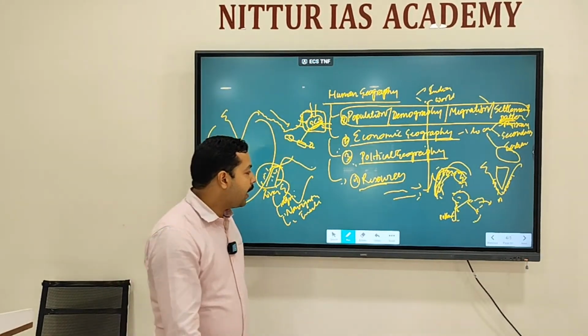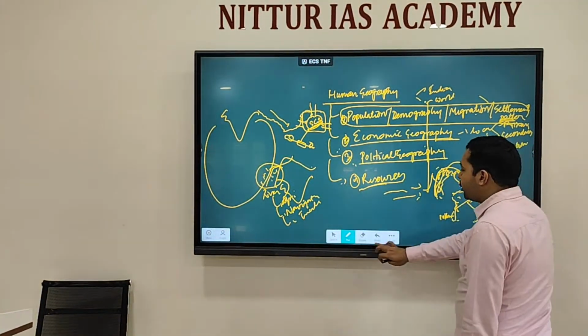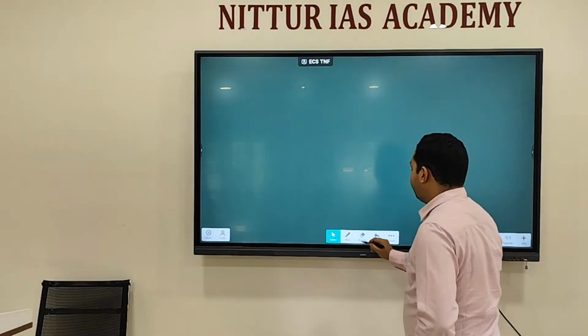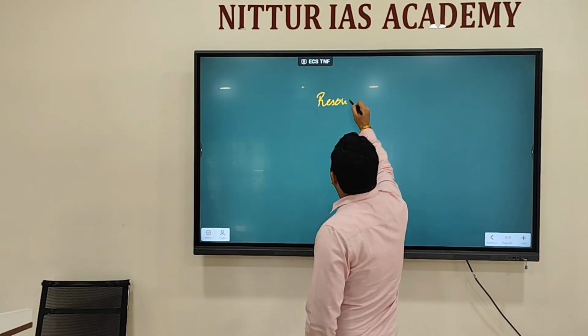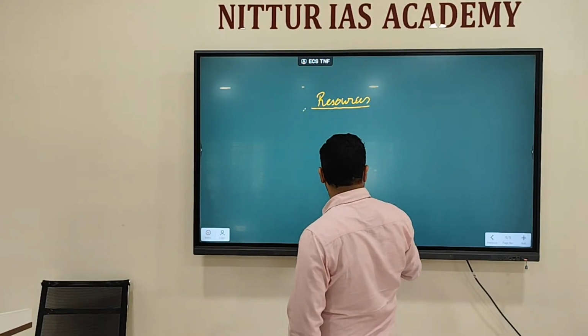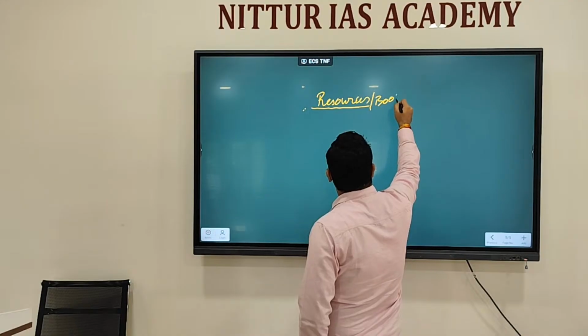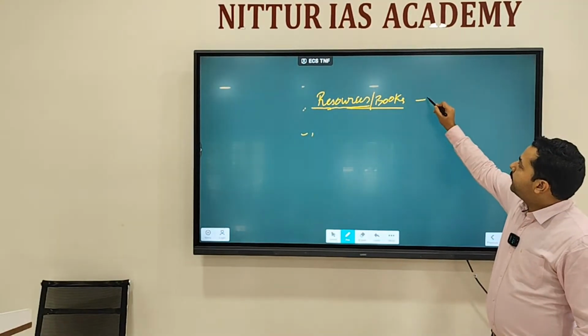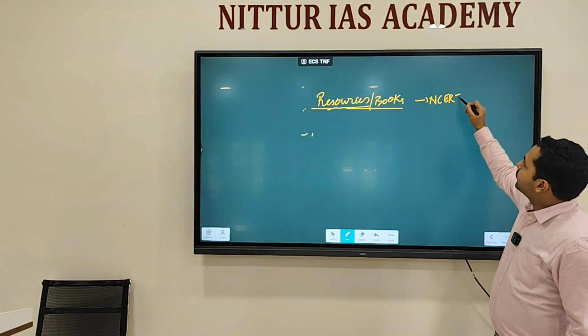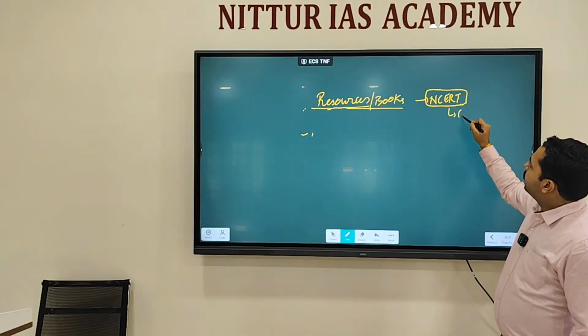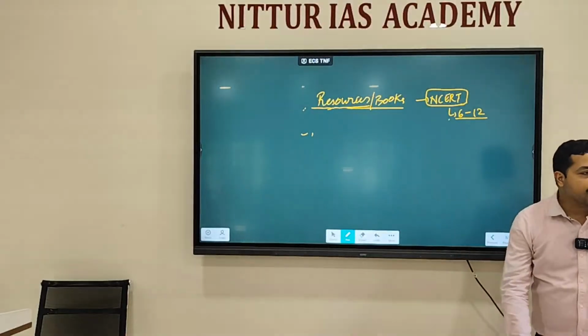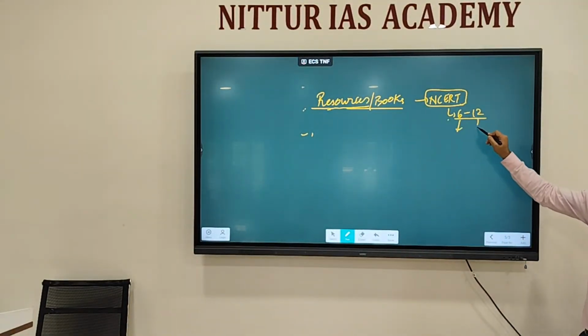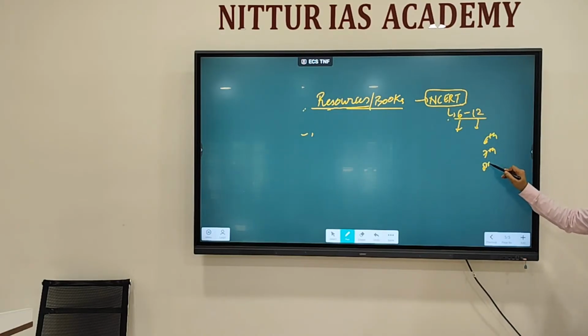Clear? Now the next part is what resources you are going to use, what books you are going to use to study these things. The first thing, read NCERT. These are basics and very important. Which NCERT? Class 6 to class 12. Clear? All these NCERTs you need to read from class 6th, 7th, 8th, 9th, 10th, 11th and 12th.